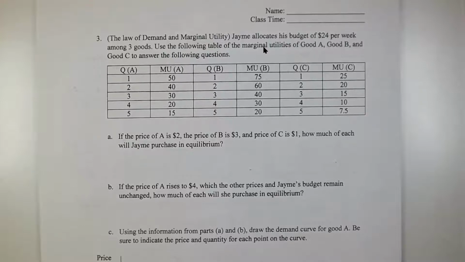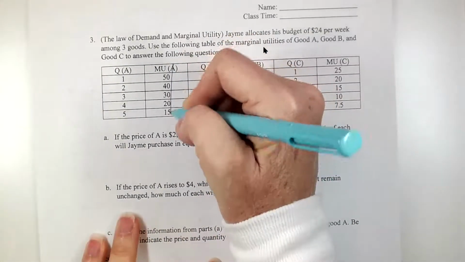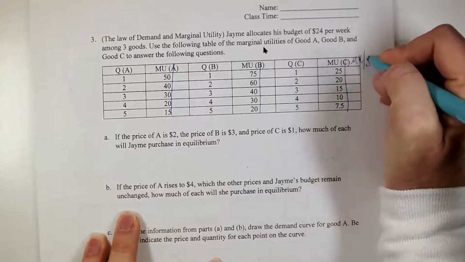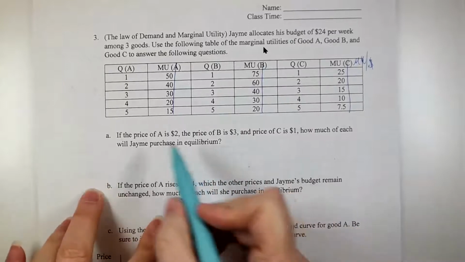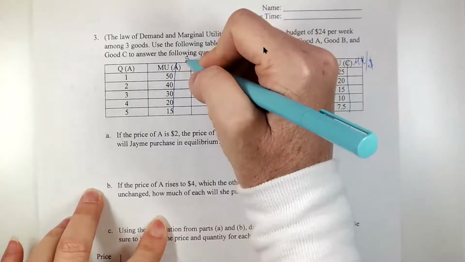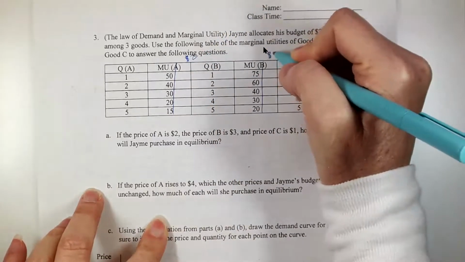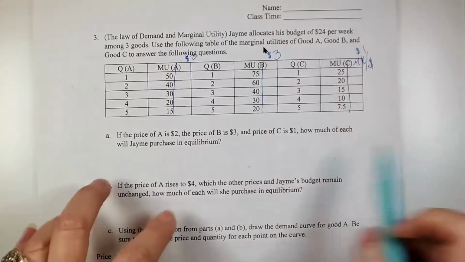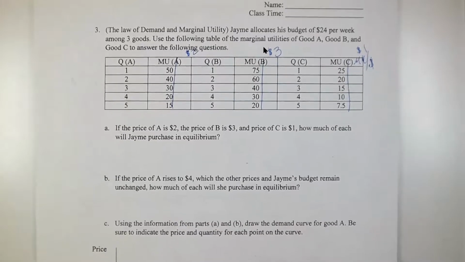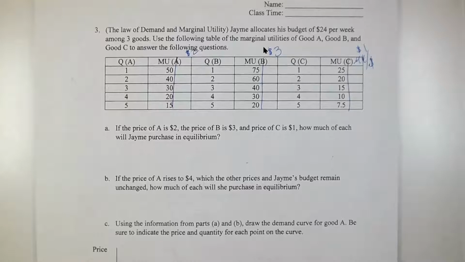Again, you have to add yourself a little column in here to get the data you really need, which is the marginal utility per dollar. So just add a little column in here for yourself, right? And do your marginal utility per dollar. And then once you've done that, based on these prices here, $2 for A, $3 for B, $1 for C, see if you can come up with the equilibrium quantity of each. And if you do that, start working on B. We have a change in price again.